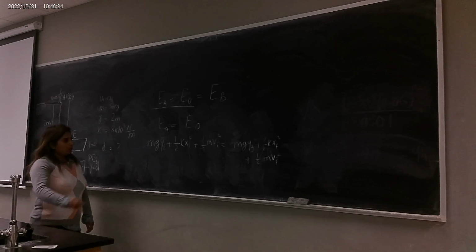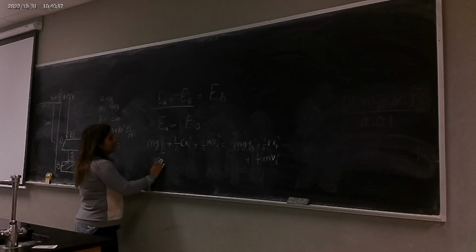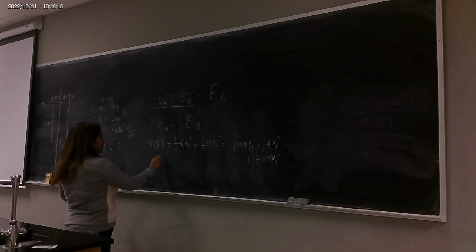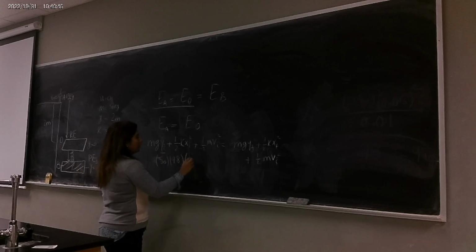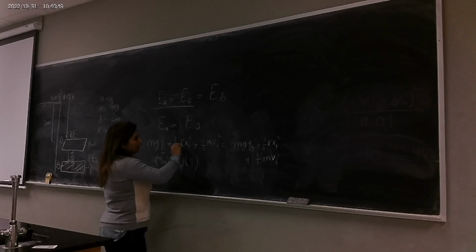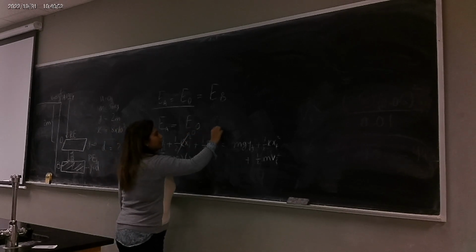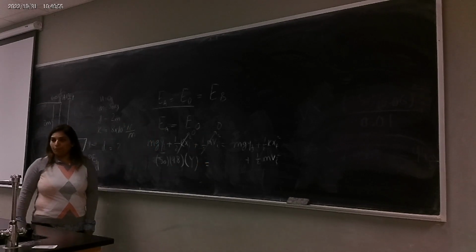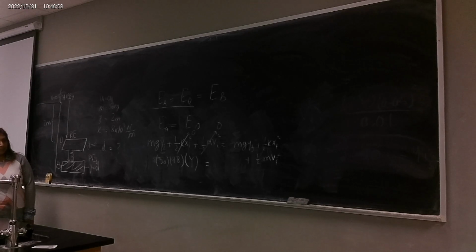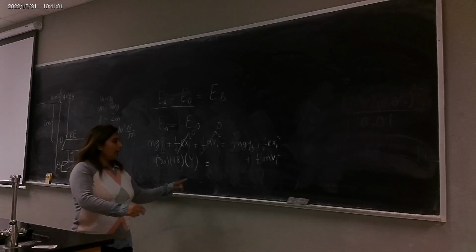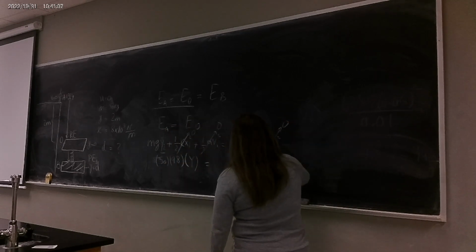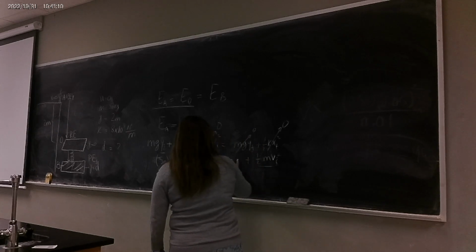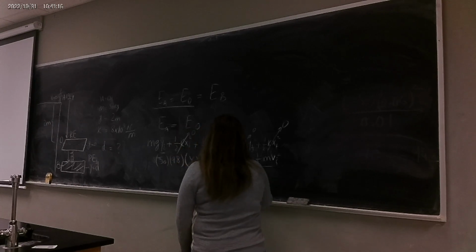Good. Now, this is m. m is 50 kilograms. 9.8 y is equal to y. This is 0. This is 0. Equal to mg. This is 0, 0, half m, which is 50, vf squared.